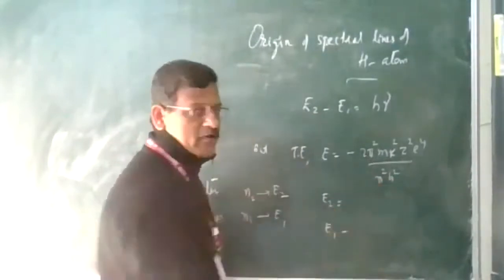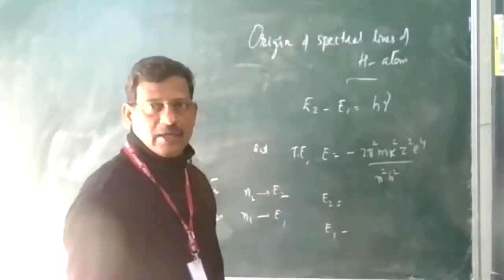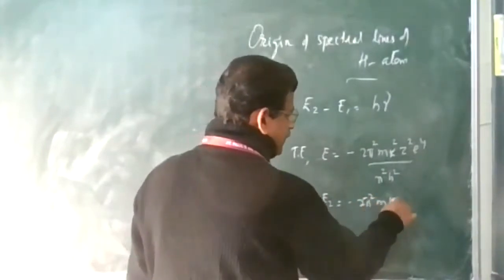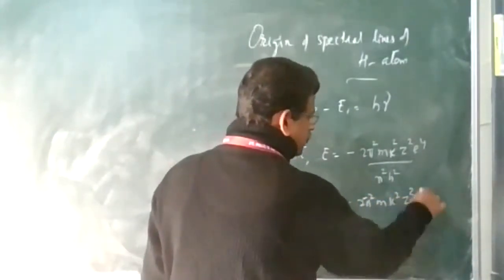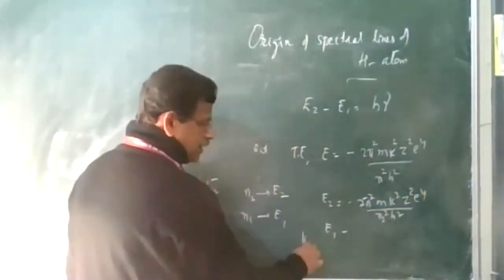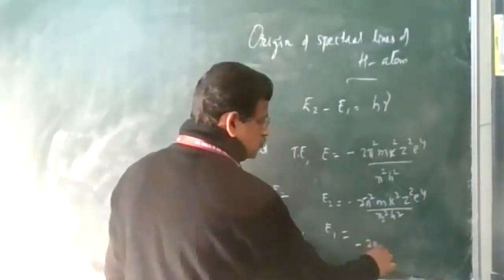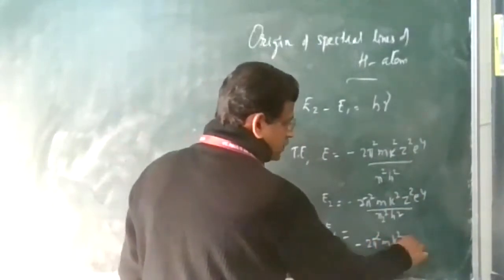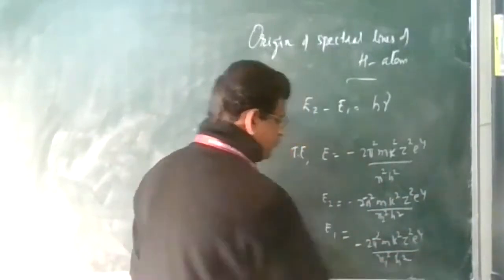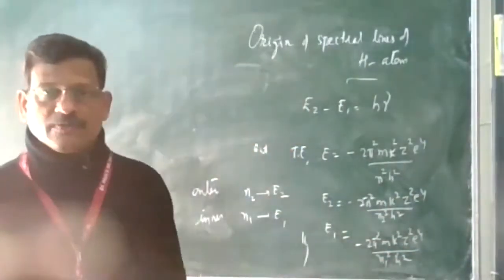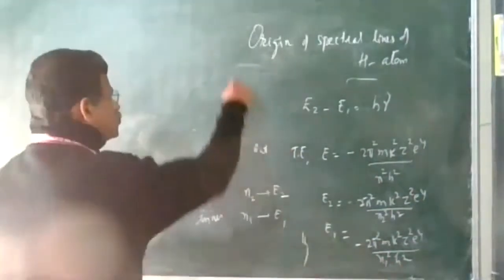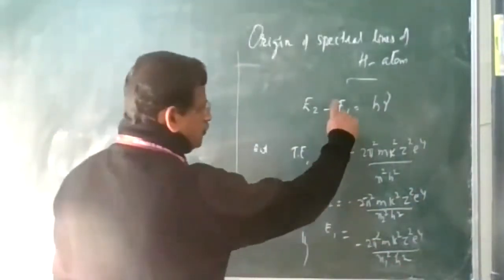With a slight change, n can be replaced by n2 and n1. So E2 is minus 2π² m k² z² e⁴ divided by n2² h². Similarly, E1 is equal to minus 2π² m k² z² e⁴ divided by n1² h². These are the energy levels. Now we subtract the values, E2 minus E1.